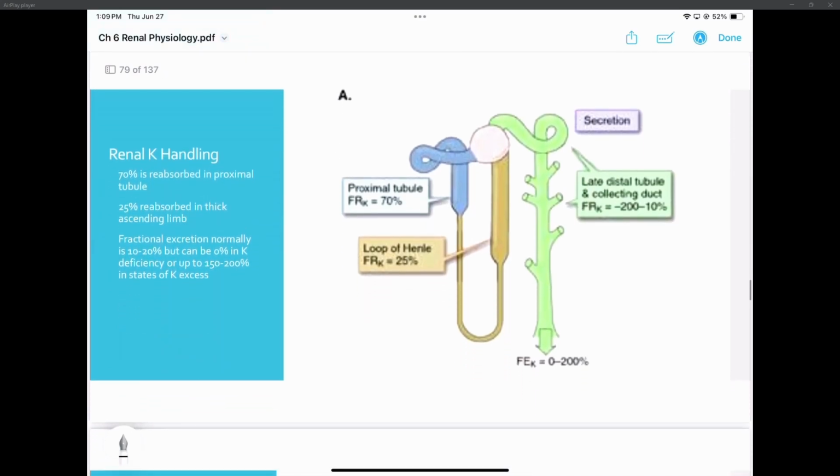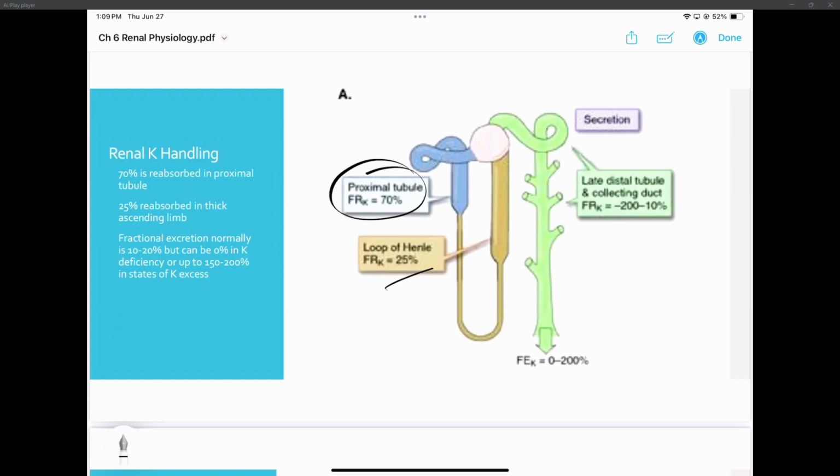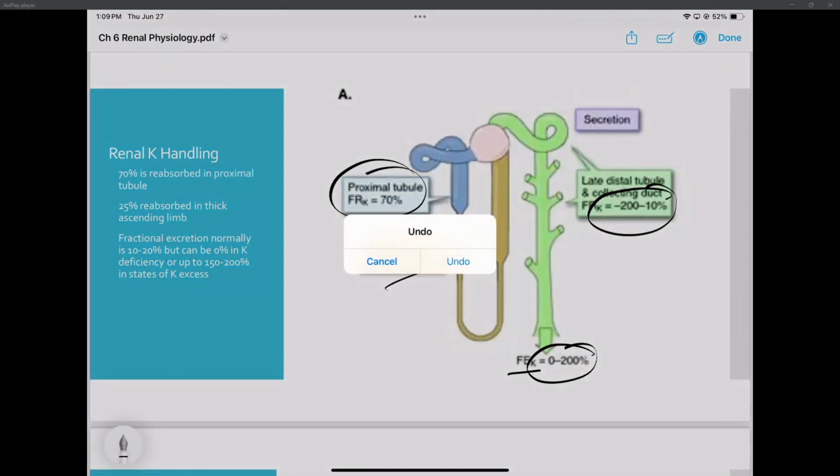So our renal potassium handling: 70% will be reabsorbed in the proximal tubule, 25% in the ascending loop of Henle, and then we get to the late distal tubule and the collecting duct. And you see here negative 200 to about 10%, and the fractional excretion can be altered between 0 and 200%, all depending on what's going on in the blood with regards to potassium.